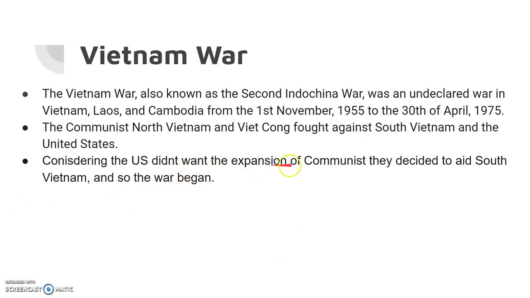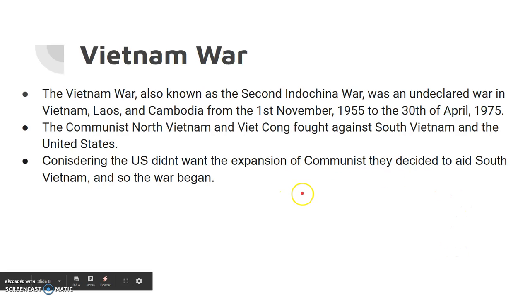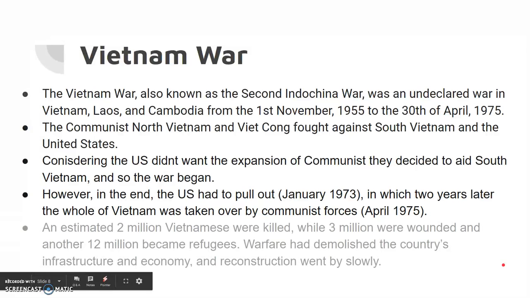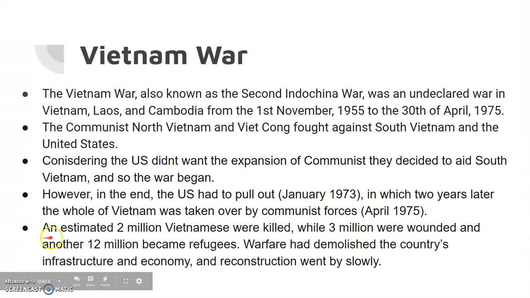So the US didn't want the expansion of the communists, so they decided to help out South Vietnam, in which it fully engulfed the war to start. However, due to the tensions in the US with the anti-war movement, they had to pull out, and so it caused the entire Vietnam to be taken over by communists. Huge death totals. 2 million Vietnamese were killed, 3 million were wounded, and another 12 million became refugees. And essentially Vietnam was in a pretty demolished state and condition.